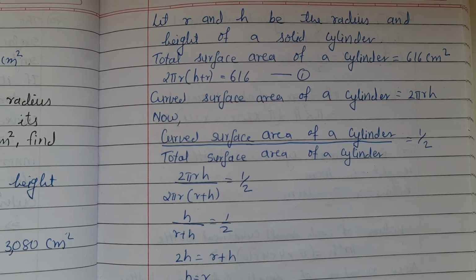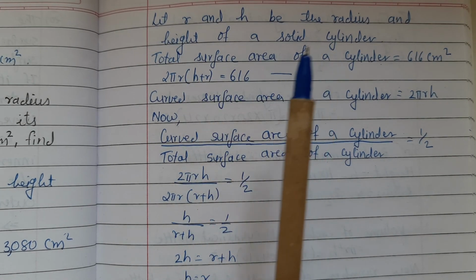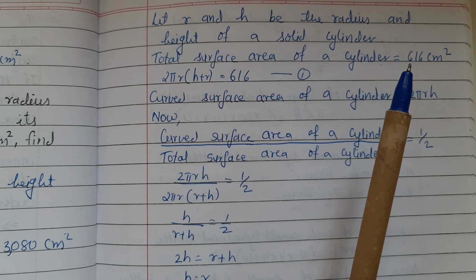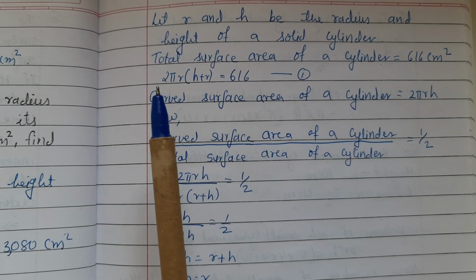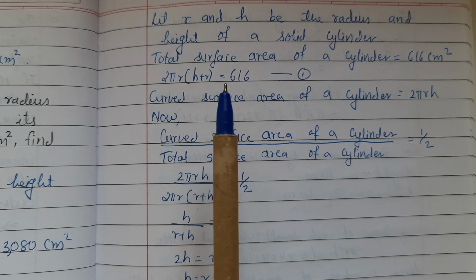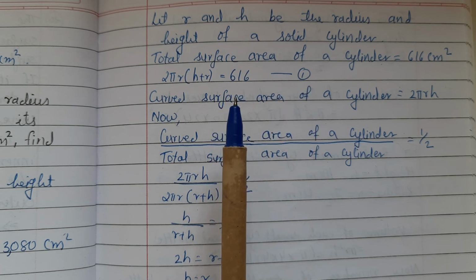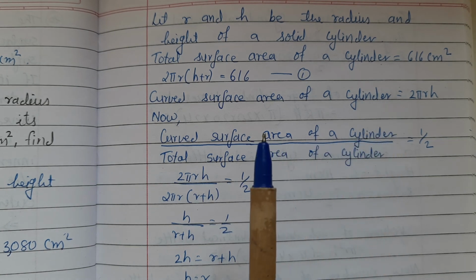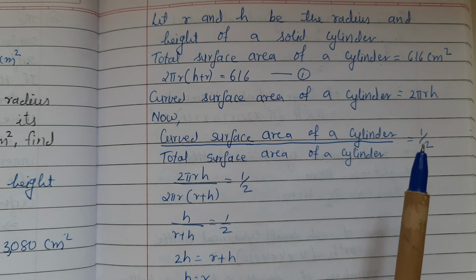Let r and h be the radius and the height of a solid cylinder. Therefore, total surface area of cylinder given is 616 centimeters square. Total surface area of cylinder is 2 pi r into h plus r is equal to 616. Let that be equation 1. Curved surface area of cylinder is 2 pi r h. Their ratio, curved surface area to total surface area, is 1:2.